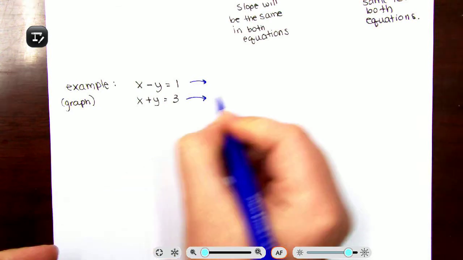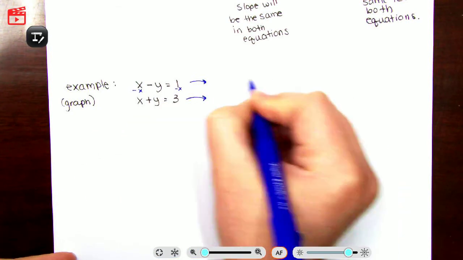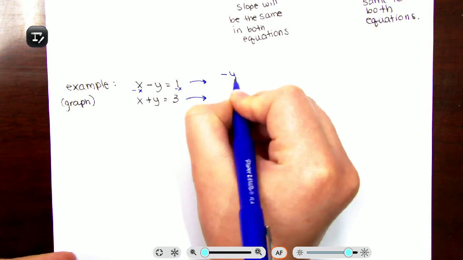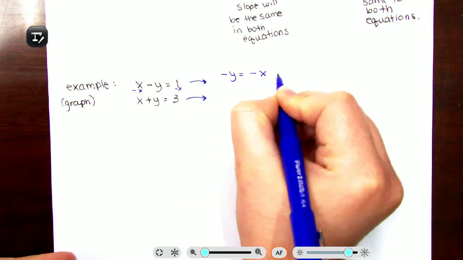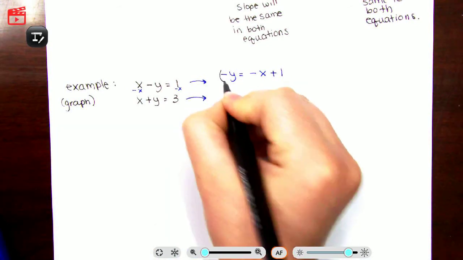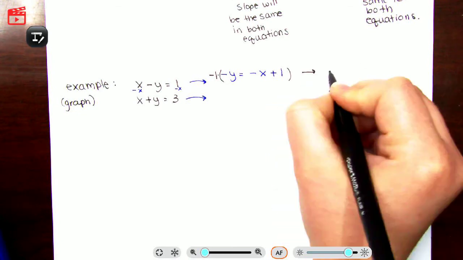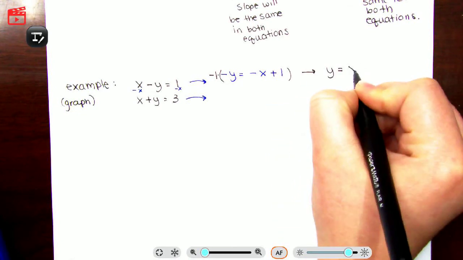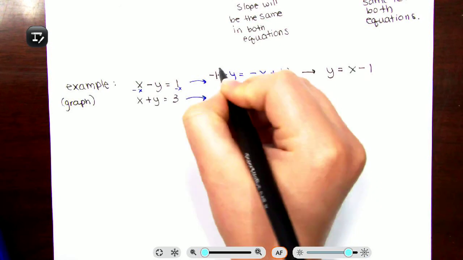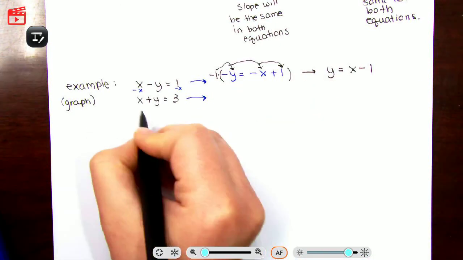Okay, so I'm going to subtract x. Here I have negative y is equal to negative x plus 1, but I need to get rid of this negative, so I'm going to multiply everything by negative 1. So I have y is equal to x minus 1. I am distributing that negative 1.